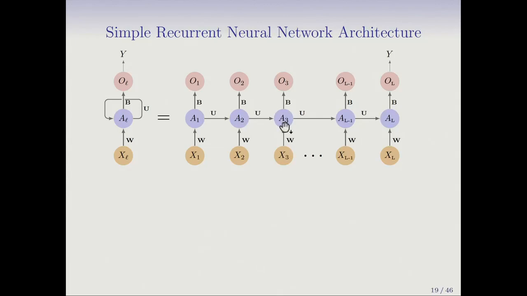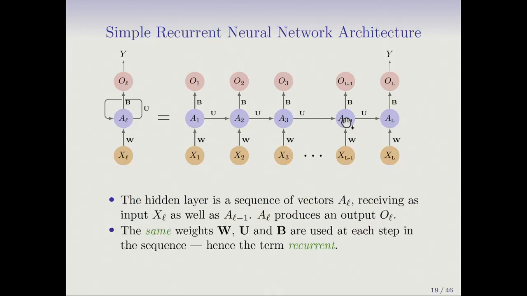And so what you can see is that these A's are somehow accumulating a memory of what's happened in the sequence. The memory part is carried forward by these A's, and you update the memory by getting the memory from the previous step and augmenting it with the information from the next input vector in the sequence. And that gives you A3. The other thing you'll notice is that the same weights are used at each of these steps as we move along. And that's where the name recurrent comes from.